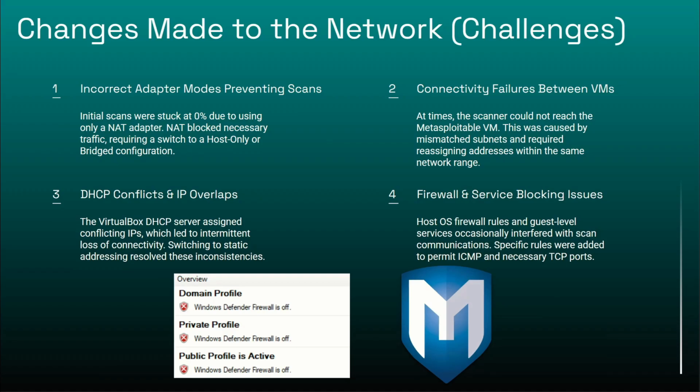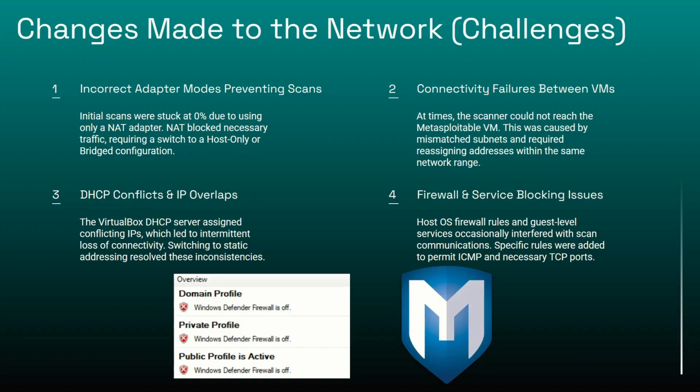Another challenge involved mismatched subnets. At times, the scanner and target systems were placed on different IP ranges, causing communication failures. Reassigning IP addresses to the same subnet resolved this problem. There were also DHCP conflicts inside VirtualBox. DHCP occasionally assigned overlapping IPs, which caused intermittent connectivity loss. Switching to static addressing eliminated that issue entirely.